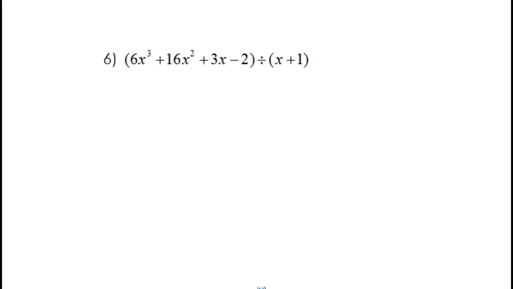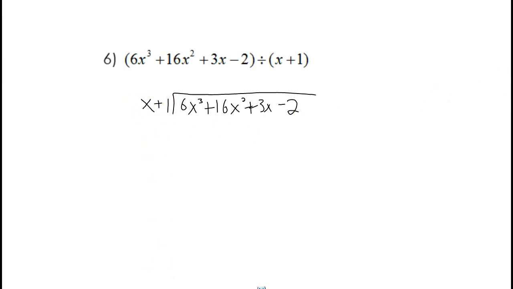My last example for today is 6x cubed plus 16x squared plus 3x minus 2 divided by x plus 1. Remember that we first have to write this as a division problem. So we're going to divide x plus 1 into 6x cubed plus 16x squared plus 3x minus 2.